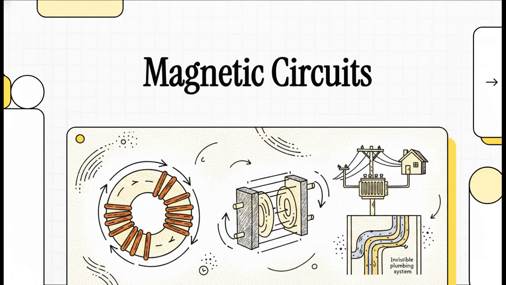Today we're going to completely unpack the fascinating, totally hidden physics that make our modern electrical grid possible. I mean, we all interact with electricity literally every single day, right? But behind your walls and inside those massive transformers out on the street, there's this entire invisible plumbing system hard at work. Let's get into how magnetic circuits actually channel flux.